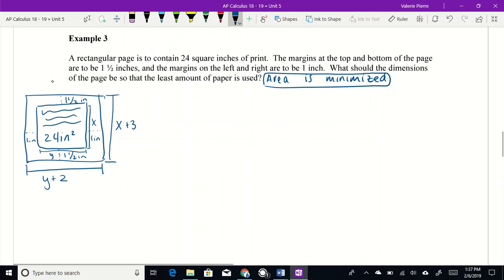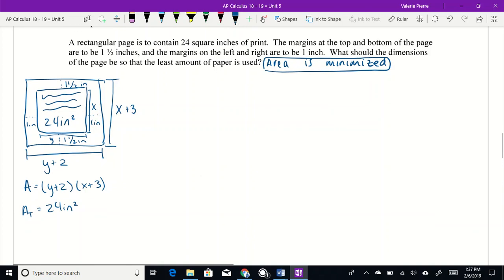So we know that the area of the whole page will be equal to Y plus 2 times X plus 3, right? Length times width. We also know that the area of the text is equal to 24 inches squared. And to find the area of the text, we just do X times Y.